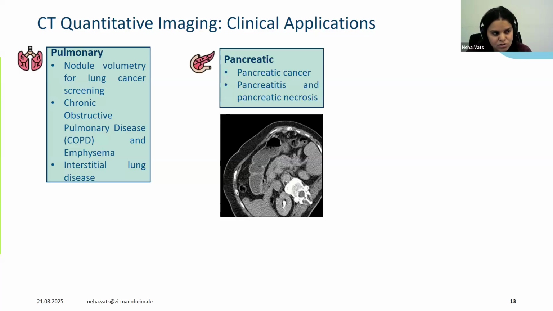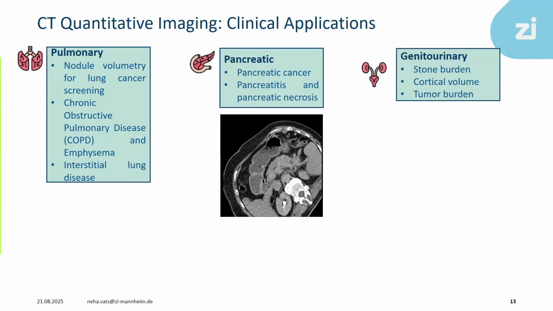Then in pancreas, a lot of people die due to pancreatic disease because it is not easily diagnosed at an early stage. It takes a higher stage to diagnose pancreatic cancer. It also helps in pancreatitis and pancreatic necrosis. In genitourinary, for example, to diagnose stone burden, tumor burden, or cortical volume.